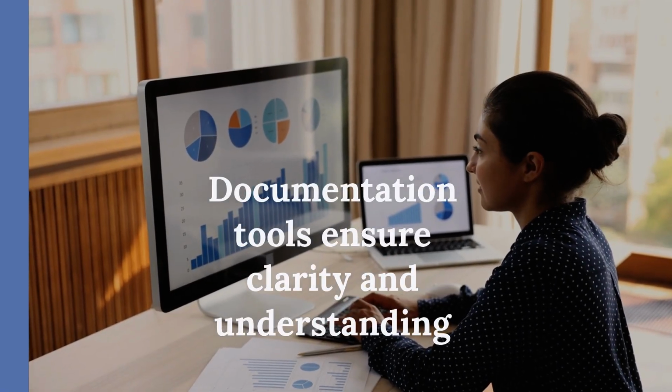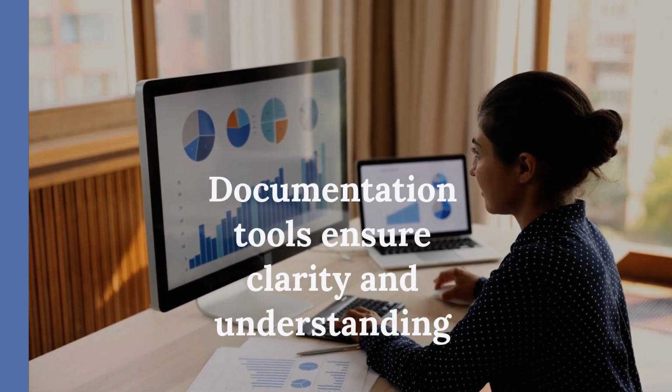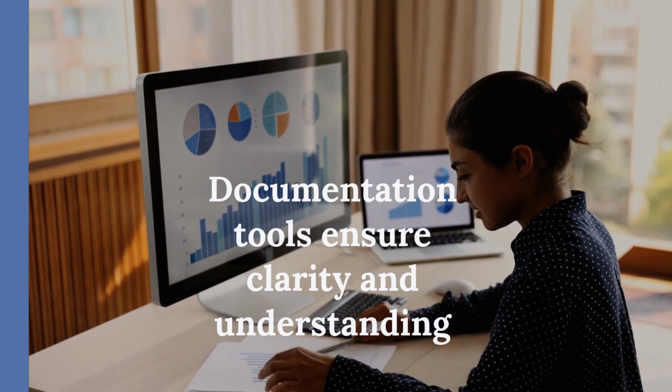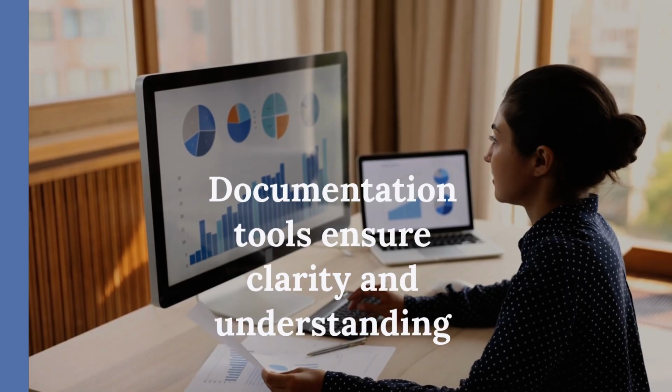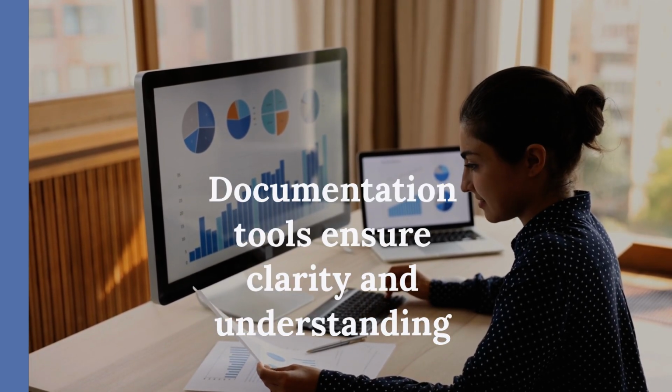Documentation tools like ERD and DFD are essential. They provide visual and detailed representations of the database. A data dictionary details structure and attributes. These tools ensure clarity and understanding. They are vital for developers and stakeholders alike.